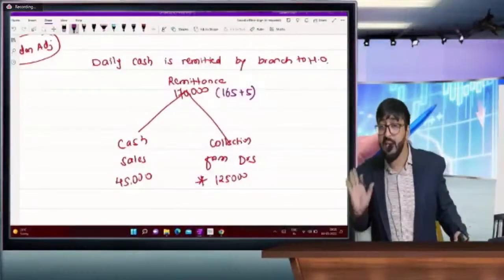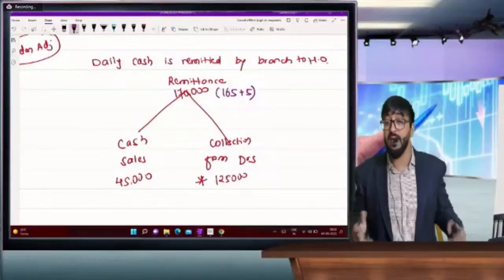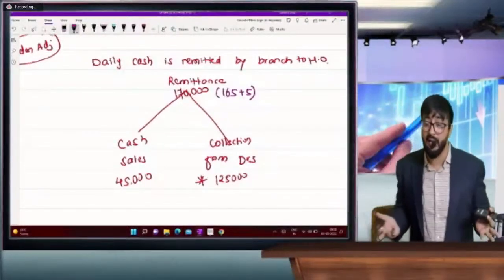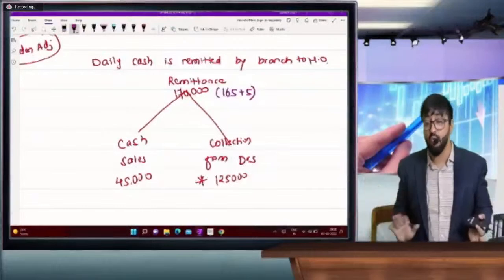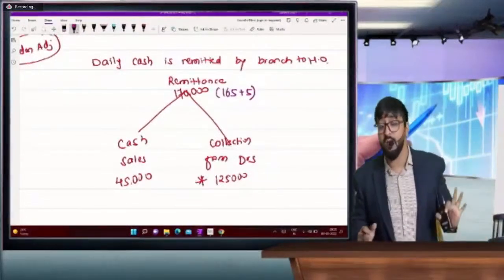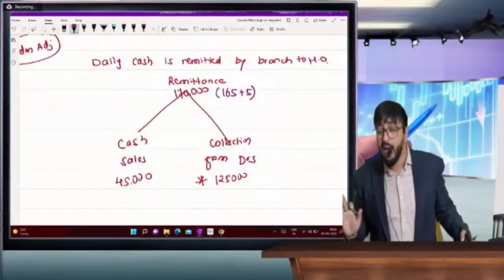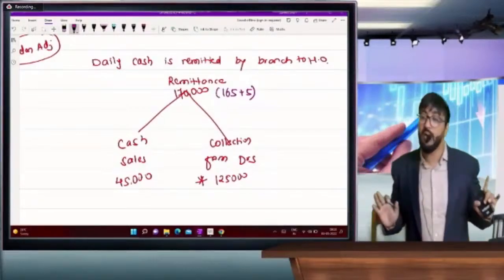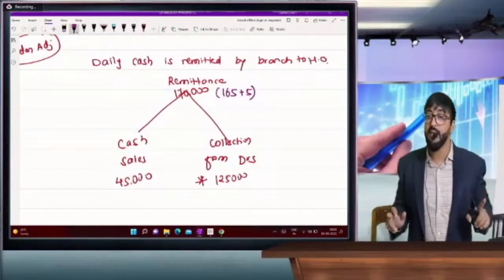जितना भी डेली कैश आया वो हमने रेमिट कर दिया. बेटा हमारे पास दो ही सोर्स है, कहां से पैसा लाएंगे? पहला पैसा क्या होगा? कैश सेल्स करो. दूसरा पैसा क्या होगा? डेटर्स से कलेक्ट करो. कैश सेल्स किया तो 45,000 आएगा and collection from debtors balancing figure 1,25,000 आएगा. So 1,25,000 is a balancing figure.